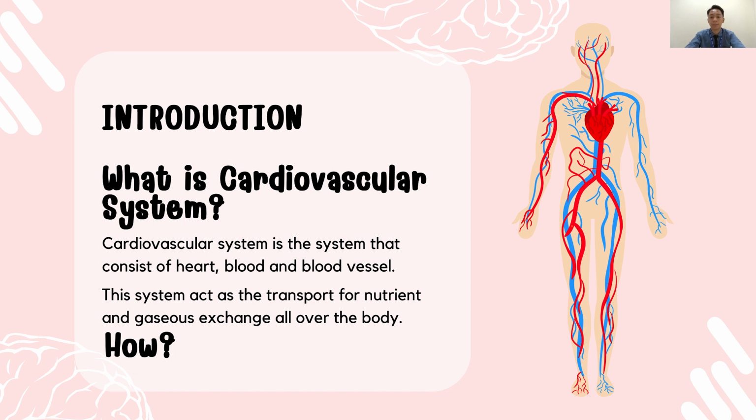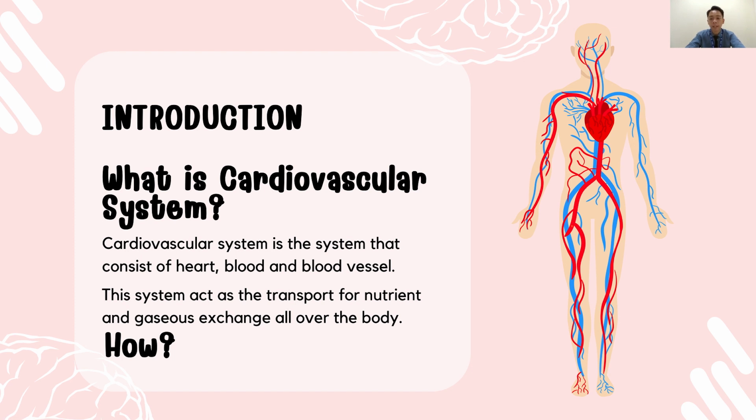Today, I will be presenting about the cardiovascular system. So, what is the cardiovascular system? The cardiovascular system is the system that consists of the heart, blood, and blood vessels. This system acts as the transport for nutrient and gas exchange all over the body.